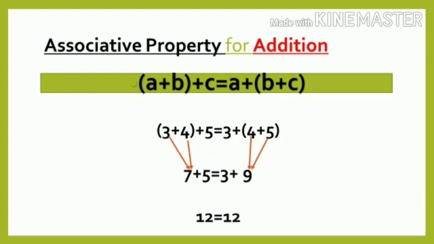In the same way, on the right hand side, when we change the brackets, instead of A and B, we will keep the numbers B and C in brackets. So, when we add 4 and 5, the result will be 9. When we add 9 with 3, the result will be 12. So, left hand side is equal to right hand side.